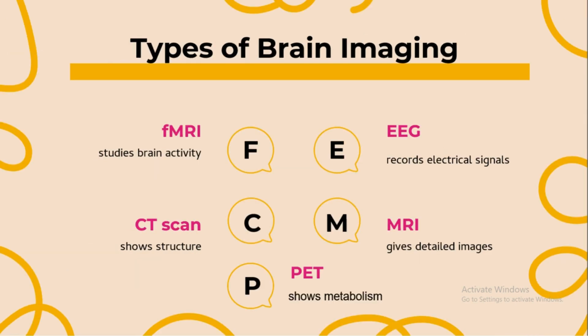The types of brain imaging are the fMRI, which studies the brain activity, EEG, which records the electrical signal, CT scan, which shows the structure of the brain, MRI, which gives a detailed image of the body, and PET, which shows the metabolism.